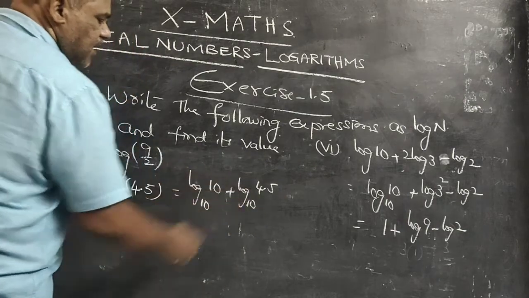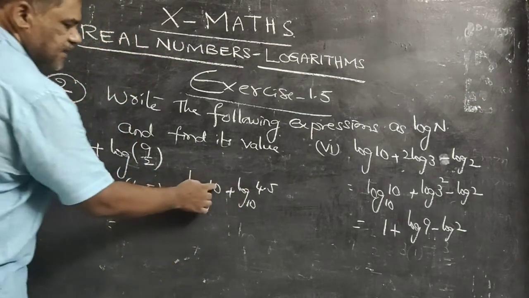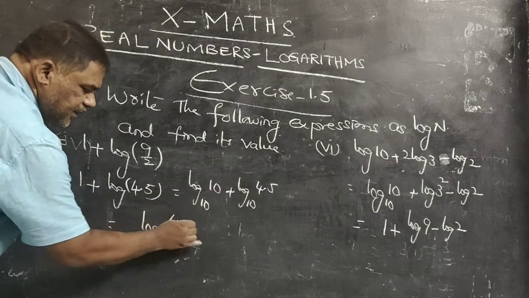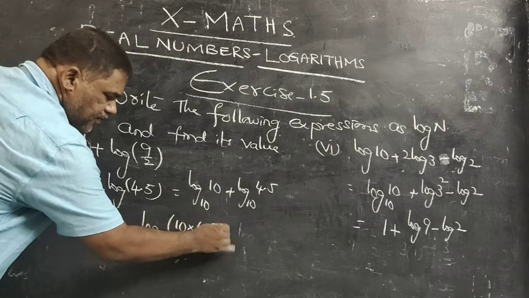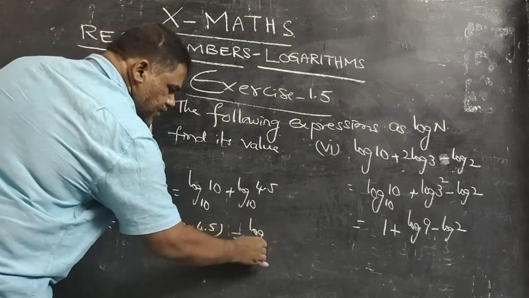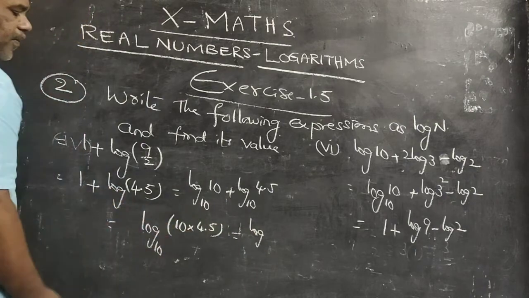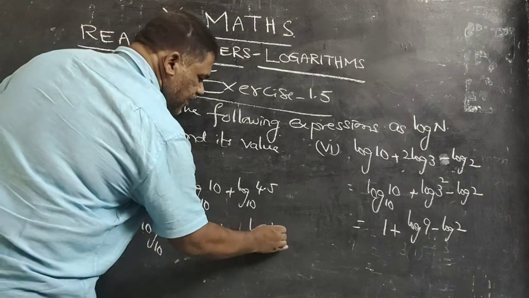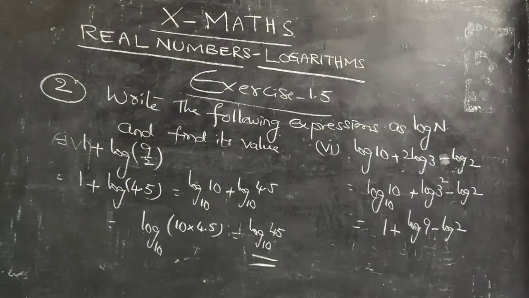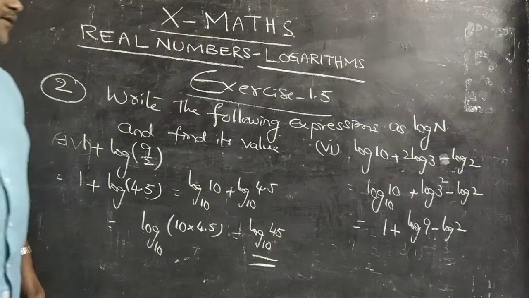Log a plus log b form. Log a plus log b is log a into b. So it is log 10 into 4.5. Base is 10. 10 into 4.5 will become 45. So the answer is log 45 base 10.